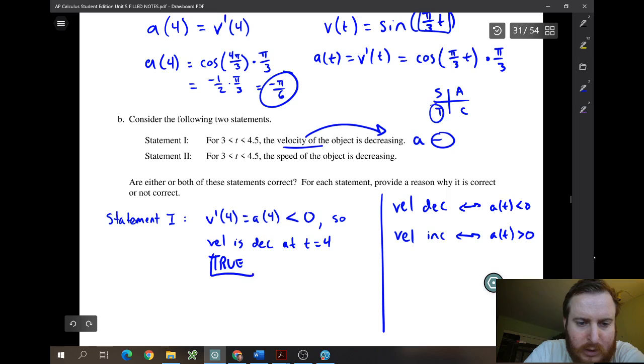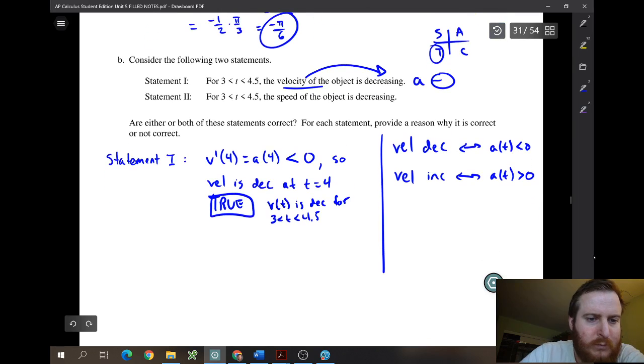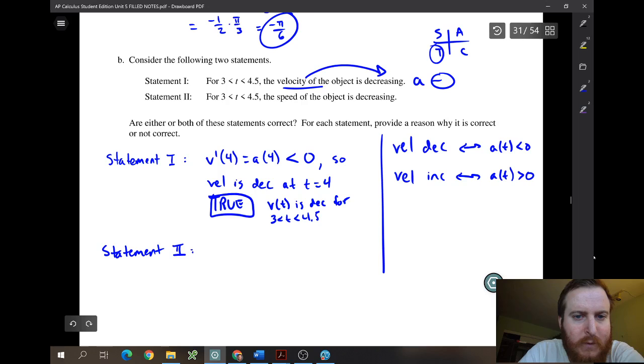So I did it with v prime of 4 here, but a better way to say it would be that velocity is decreasing for 3 less than t less than 4.5. Then for statement 2, you could have said acceleration is negative, that red graph. The speed of the object is decreasing.